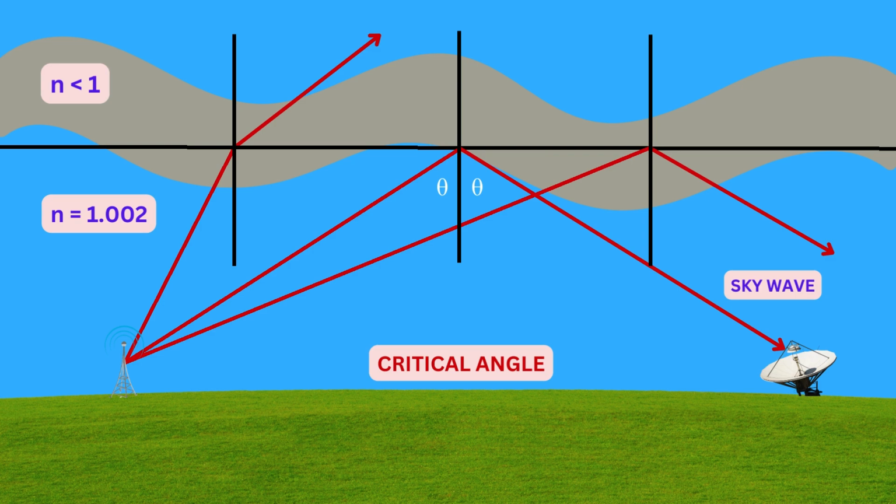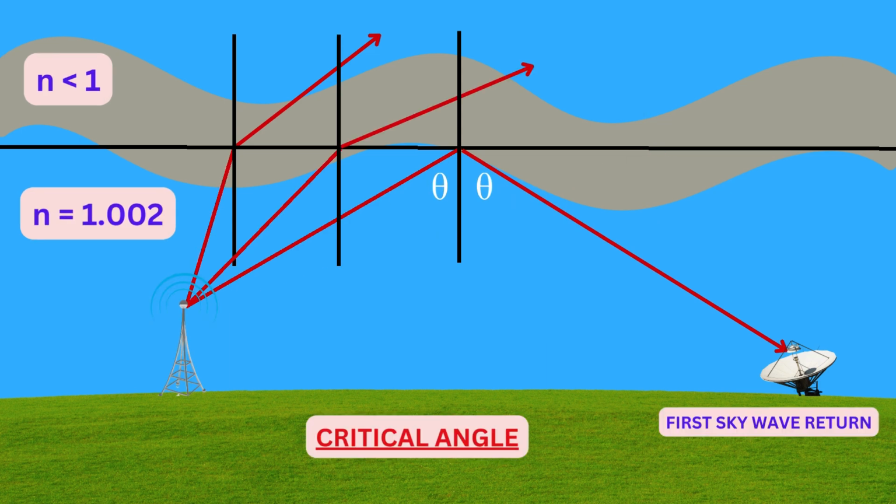Now let's discuss some terms and definitions associated with sky waves. Starting from the vertical at the transmitter, as the angle between the vertical and the radio wave increases, an angle will be reached where total internal reflection occurs for the first time and the wave returns to the surface of the Earth. This is known as first sky wave return, and the angle at which this occurs is called critical angle.